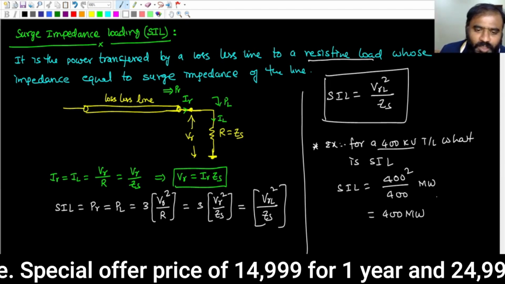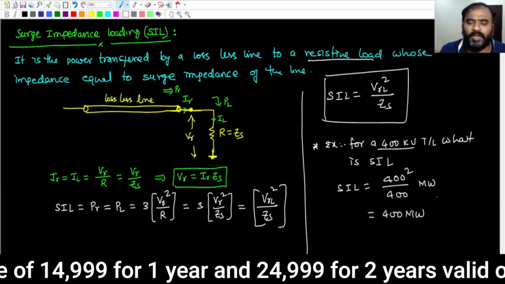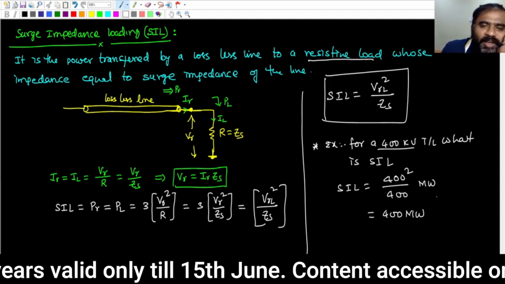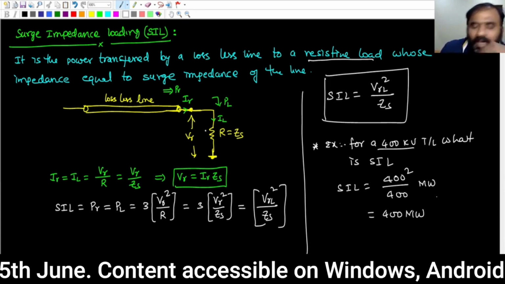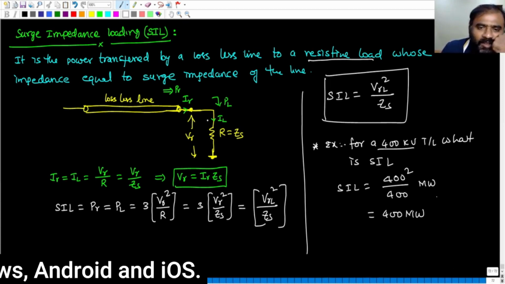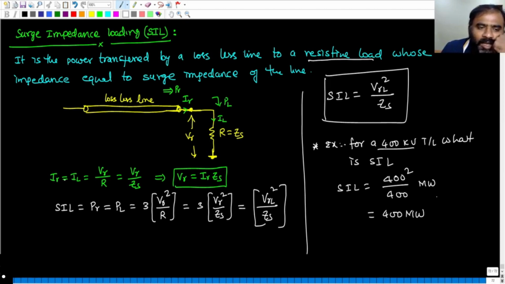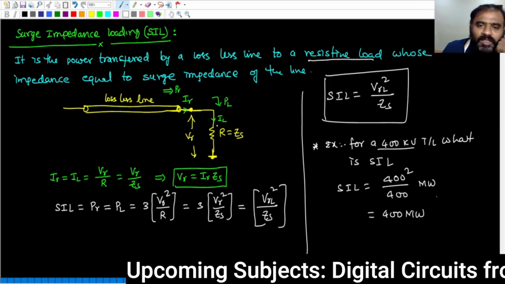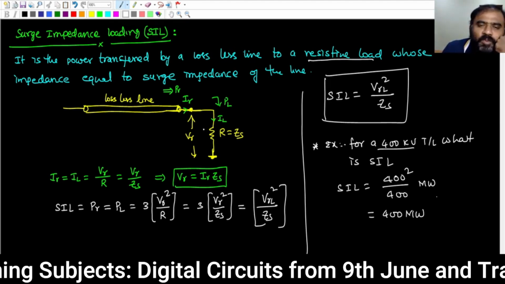The first conclusion is, under surge impedance loading, tell me what about the load? Is the load purely resistive, or inductive, or capacitive, or RL or RC? It's a purely resistive load. Correct or not? And now tell me, what is the load current IR? What is the load voltage VR? IR and VR are in phase. Why? Because the load is purely resistive.